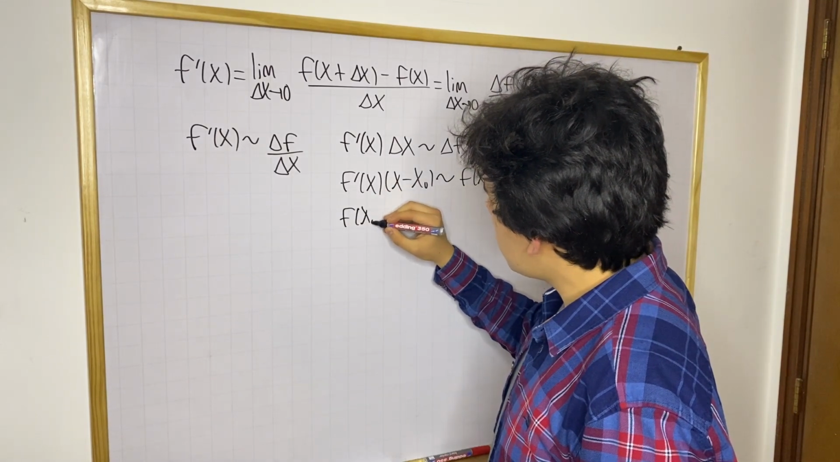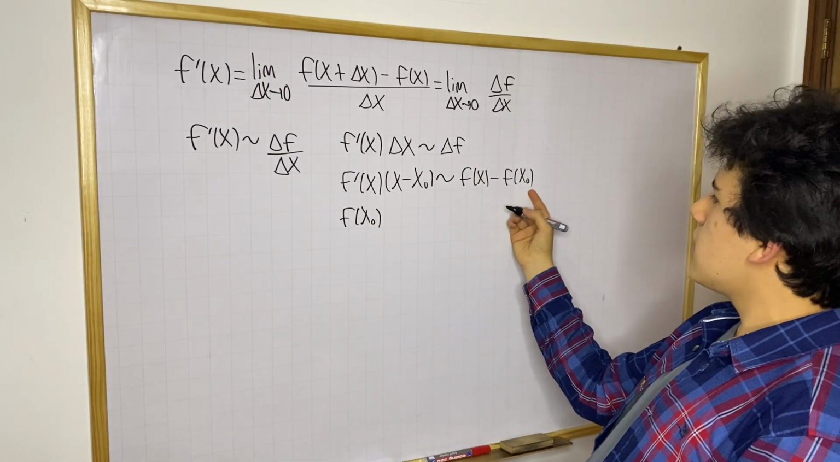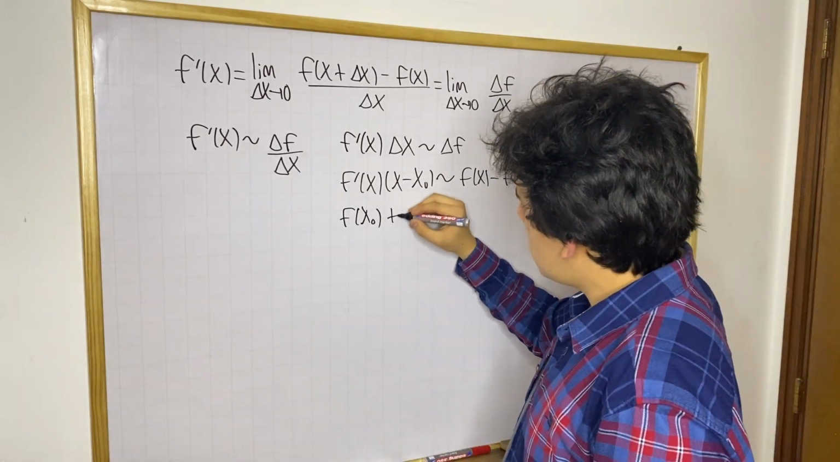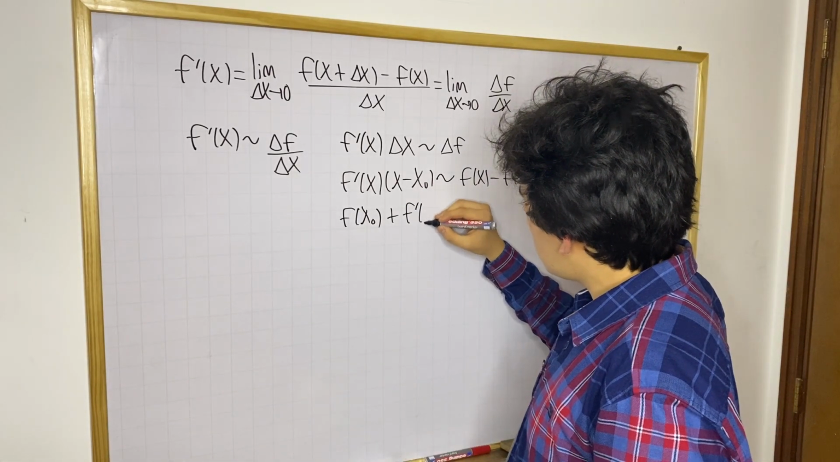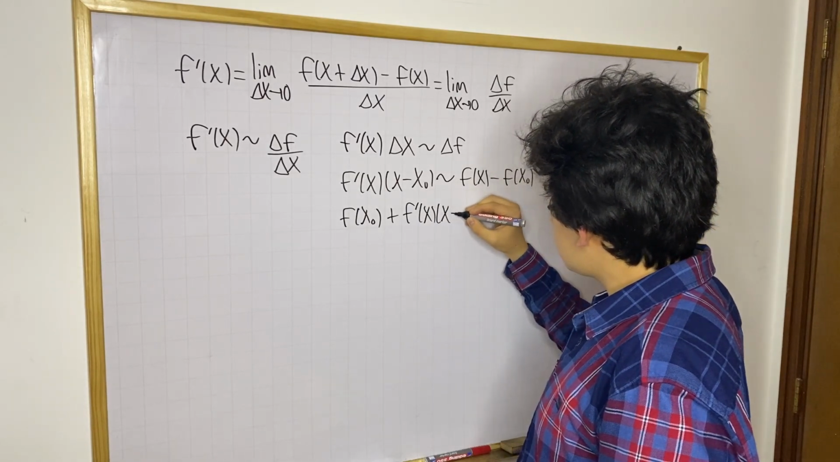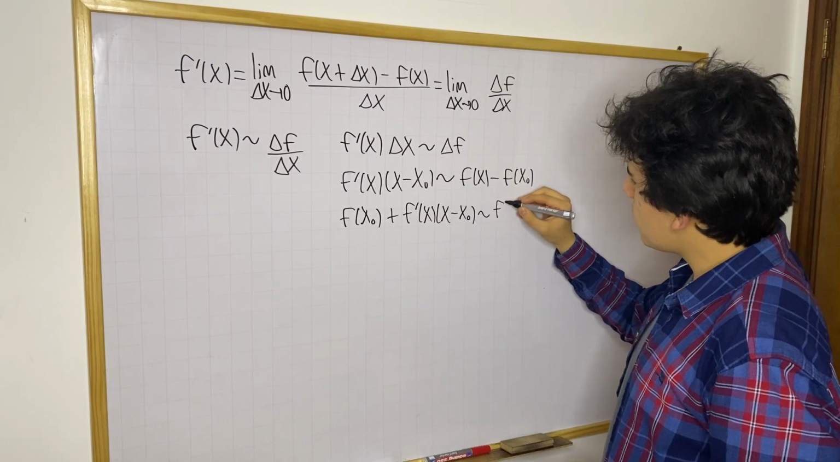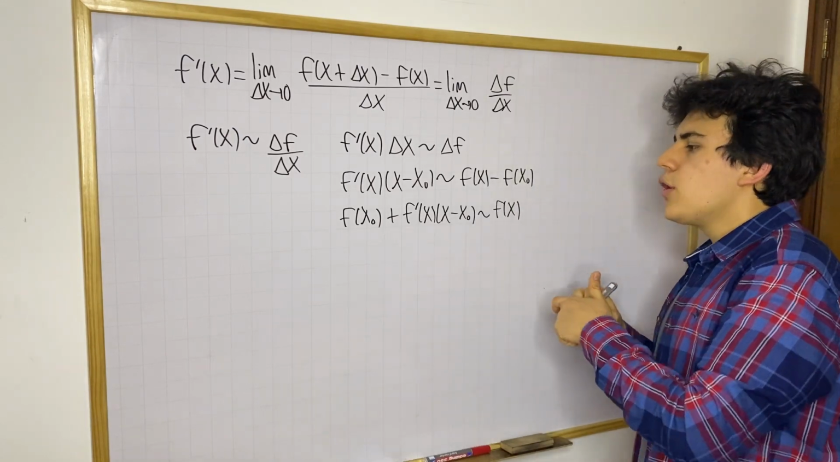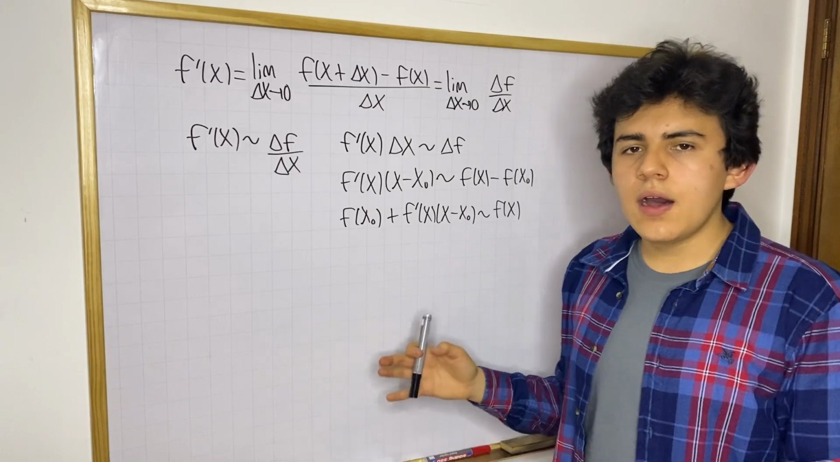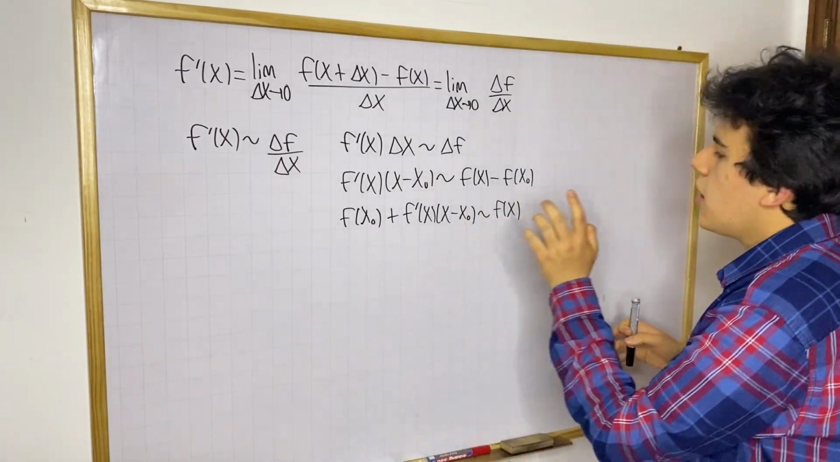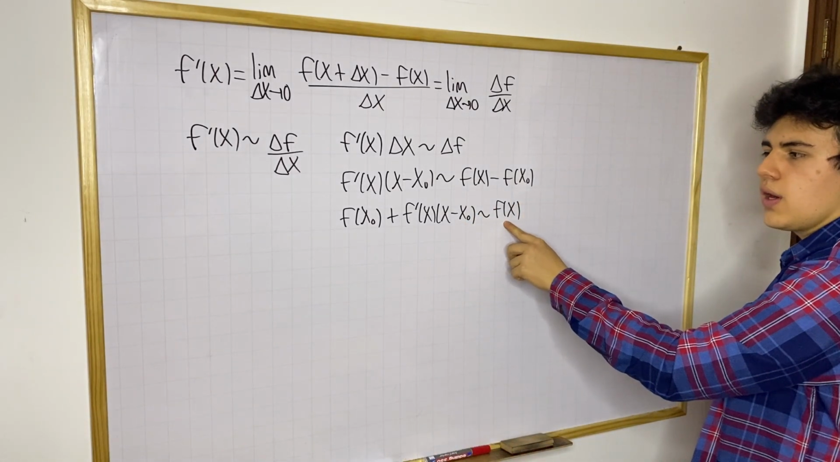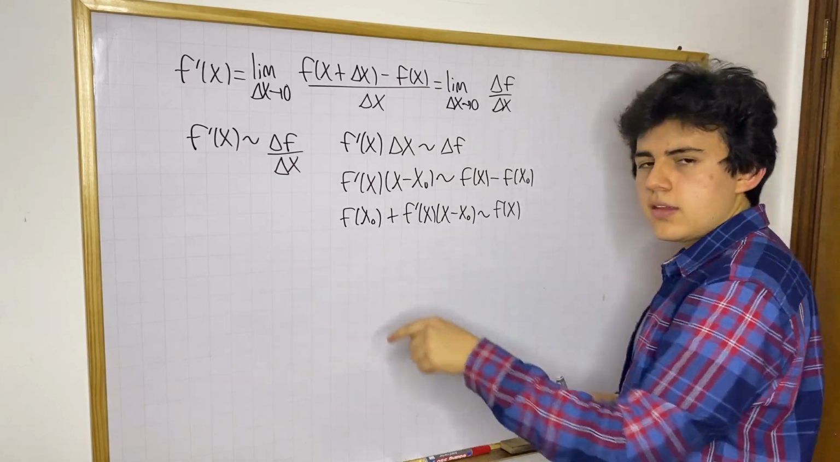So you have f of x naught. You simply move this term to the other side, plus the derivative times the change in x, and this would be approximately equal to f of x, okay? Now this is the typical formula for linear approximations, okay? So we basically say that any function that you have, you can approximate it by this expression.